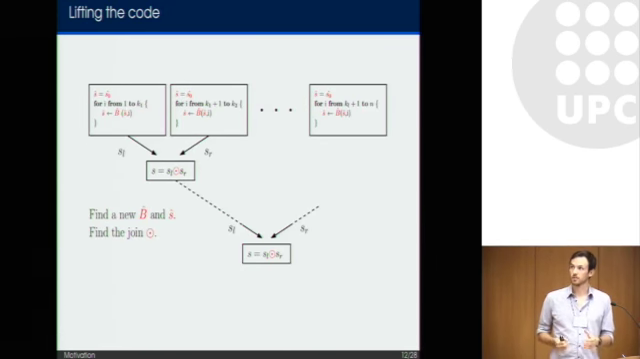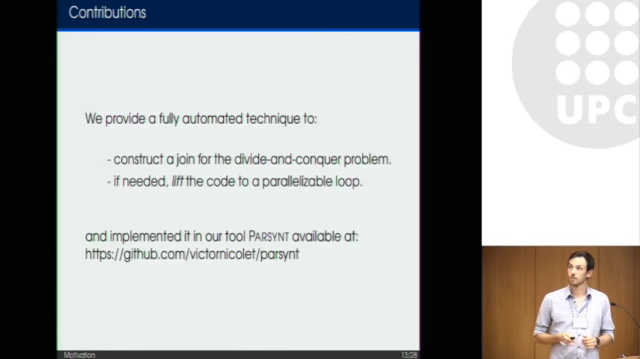So the whole problem is, as I said, finding a join. And if there is no join, then can we find an extension of the loop so that we can parallelize this loop? And we provide a fully automated technique to solve these two problems. On one hand, we construct a join for the divide and conquer problem. And if needed, we can lift the code so that the whole loop is parallelizable. And we implemented it in a tool, so you can find it on GitHub.